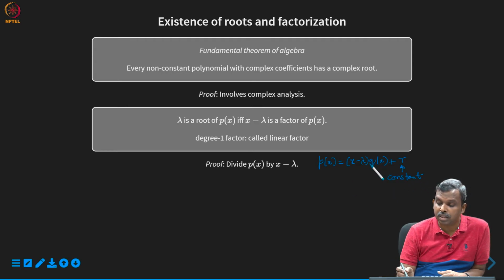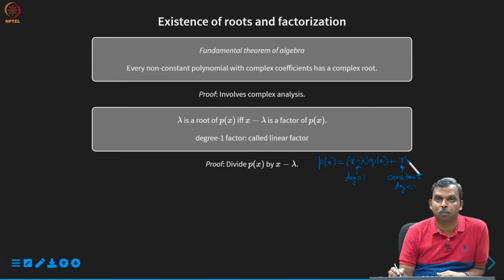Why will it be a constant? Because a has degree 1, right? When you divide by x minus lambda, you get degree 1. So this has to have degree strictly less than 1. And what is the only degree strictly less than 1? That's 0. So it needs to be a constant. Okay, so this is the equation you get.